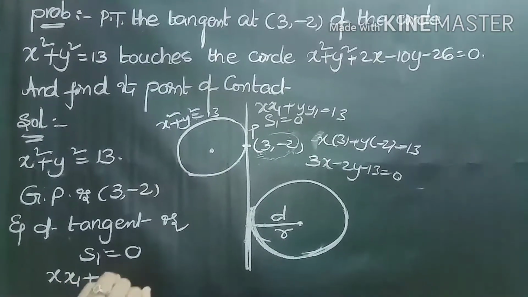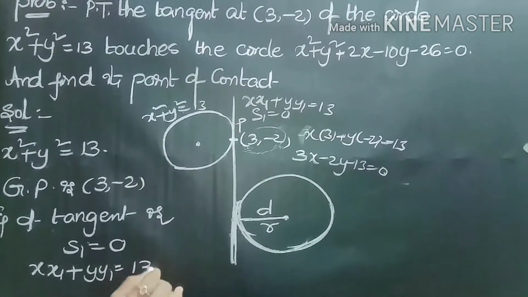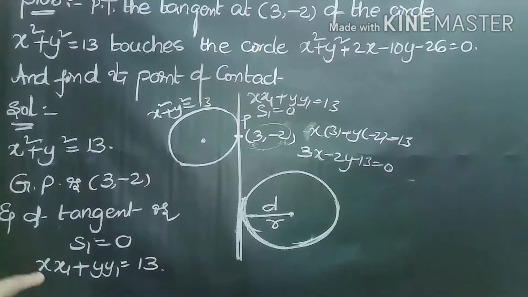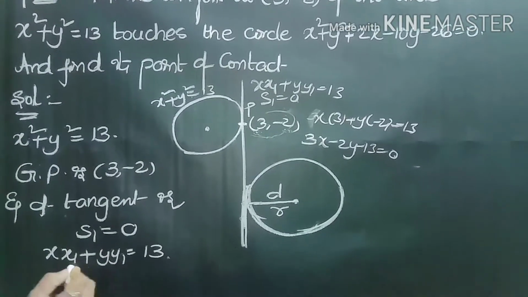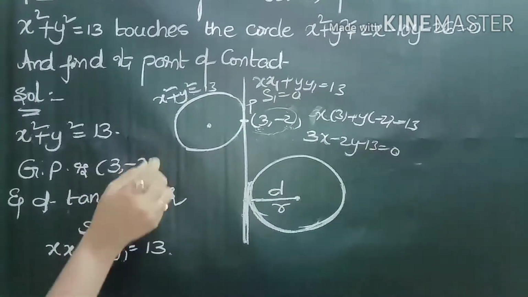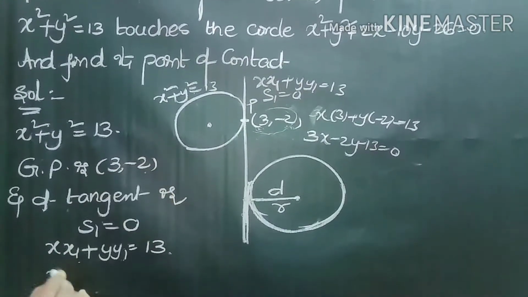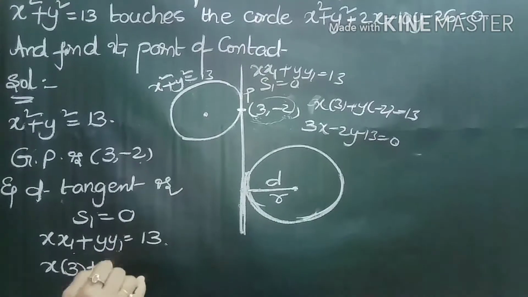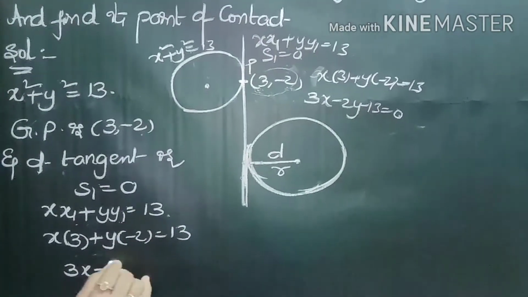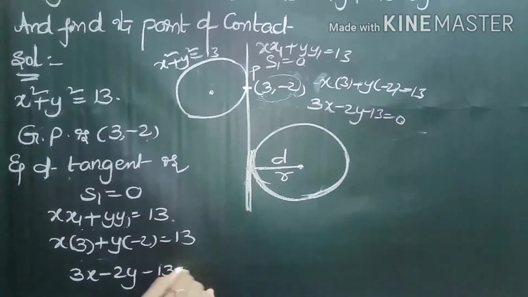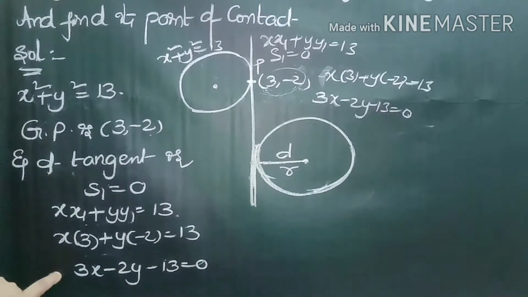xx1 + yy1 = 13. In place of x² we are writing x x1 and in place of y² we are taking y y1. But here, what is (x1, y1)? (x1, y1) is equal to (3, -2). So x into 3 plus y into -2 equals 13. That is, 3x - 2y - 13 = 0. This is the tangent of the first circle.